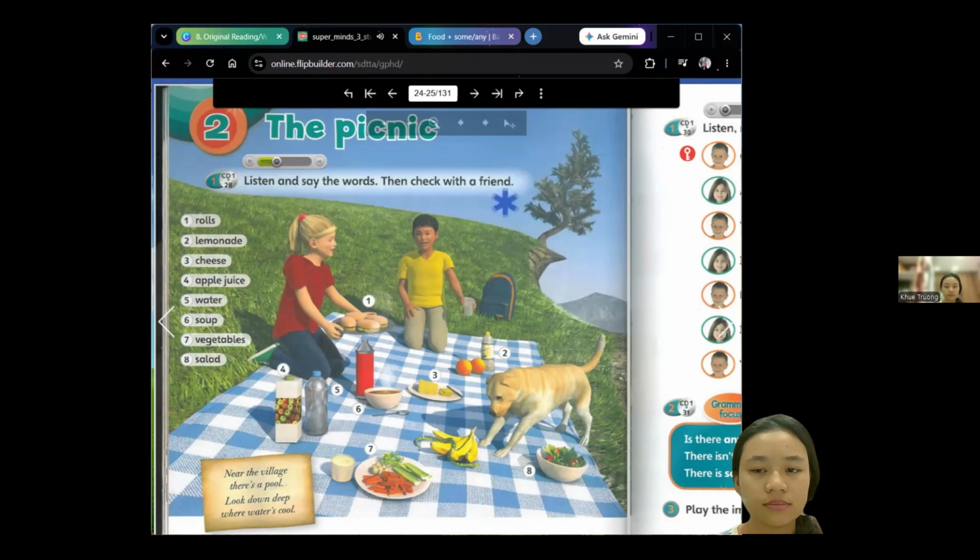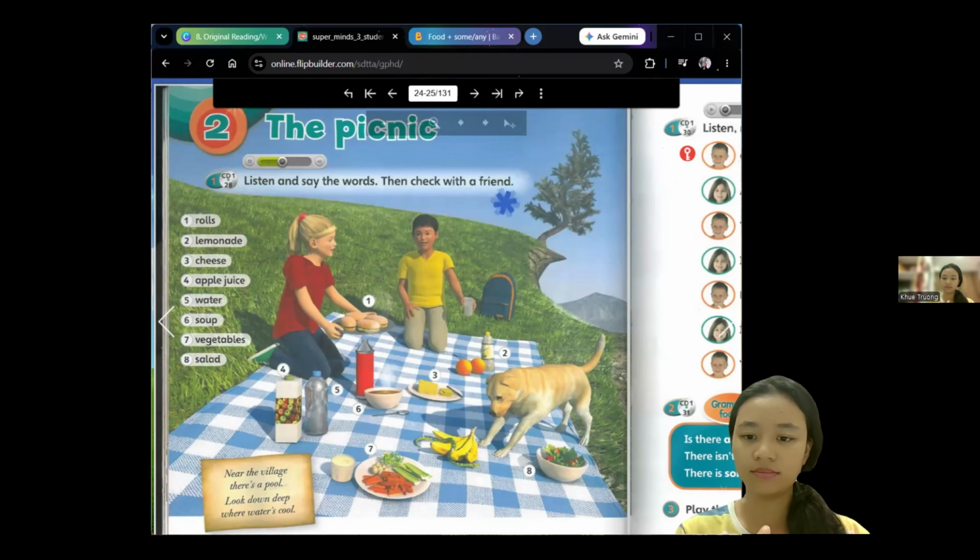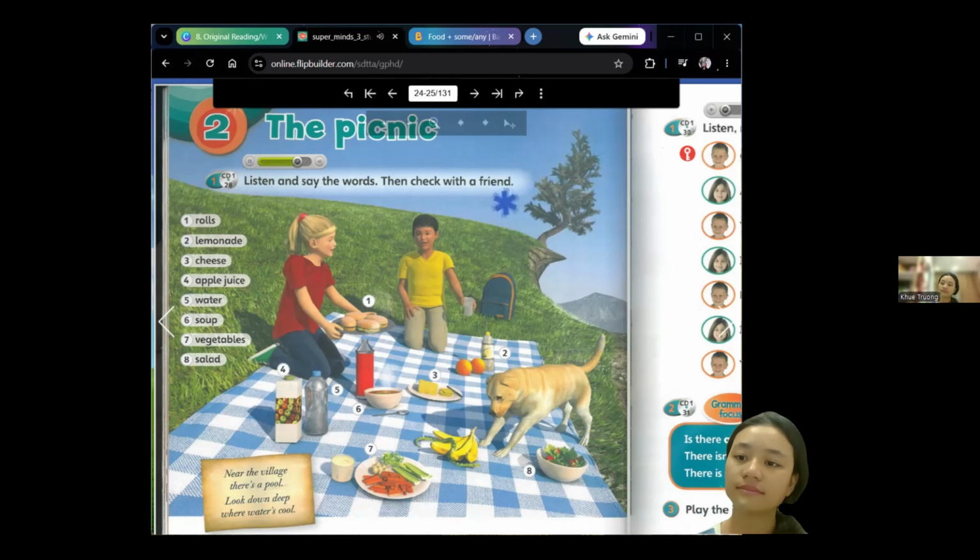1, Rolls, 2, lemonade, 3, cheese, 4, apple juice, 5, water, 6, soup, 7, vegetables, 8, salad.